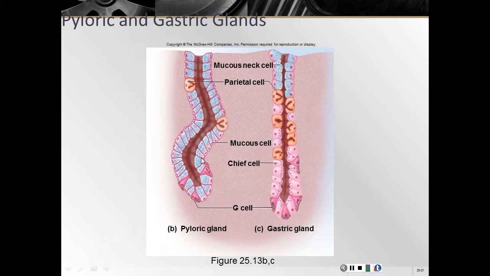No chief cells. The pyloric gland will have the G cell, the mucus cells, and the parietal cell. The gastric gland has both the G cells and the parietal cells, same as the pyloric, but it contains a chief cell as well as the mucus neck cell. Okay.